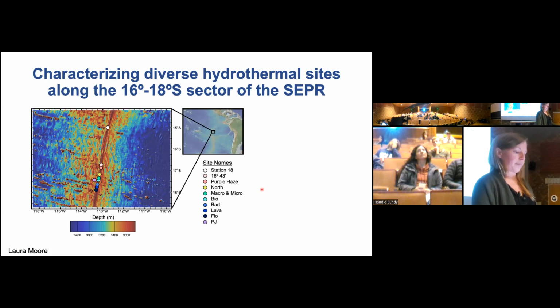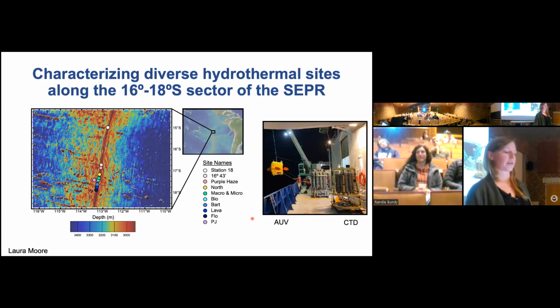And we went to a lot of different stations that we gave creative names because we were very delirious and tired on the cruise, so they all are kind of funny. But we explored the vents using an AUV, which is AUV Sentry, which is pictured here, and then also water sampling with CTDs, which some of our rosettes are shown here in this photo.